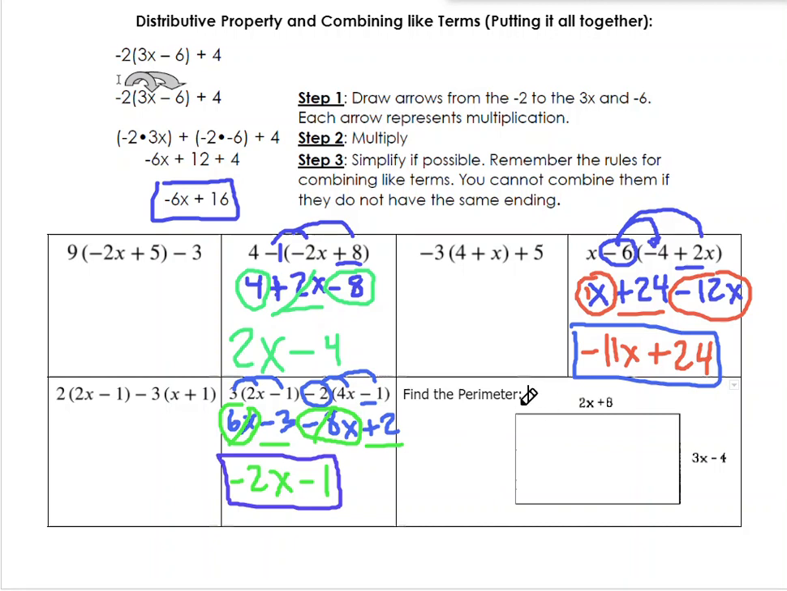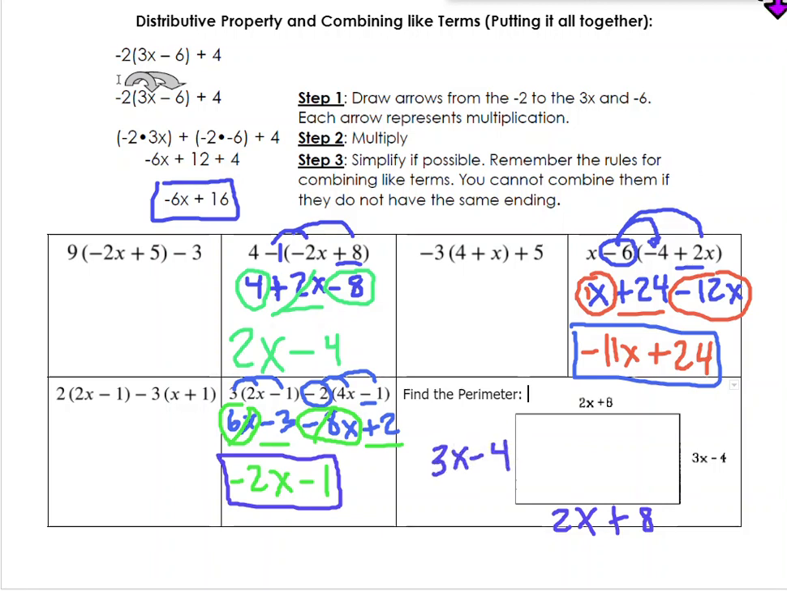All right. One last one that you'll see sometimes. They'll say, like, what's the perimeter of this shape? Well, perimeter means that we add up all of our sides, right? We're going all the way around the whole outside of the shape. So this is a rectangle. If this side's 2x plus 8, this side is also 2x plus 8, right? If this side's 3x minus 4, this side's also 3x minus 4.